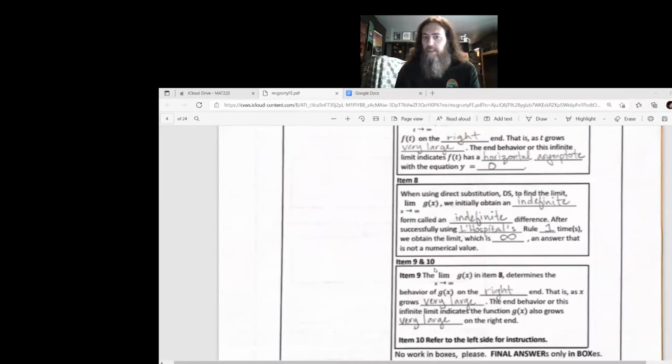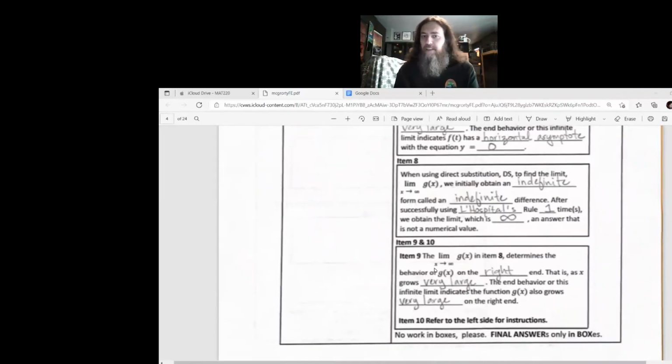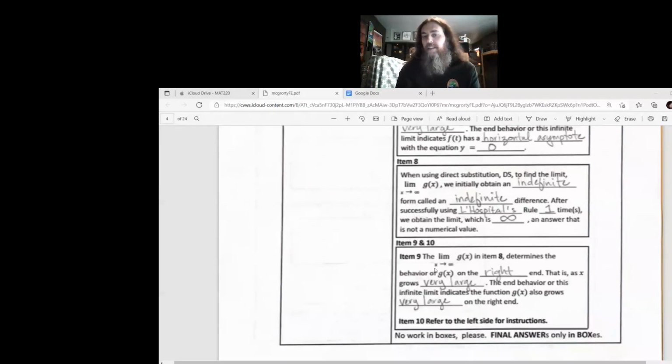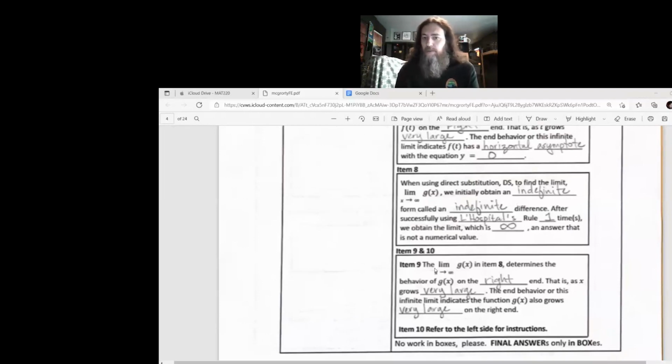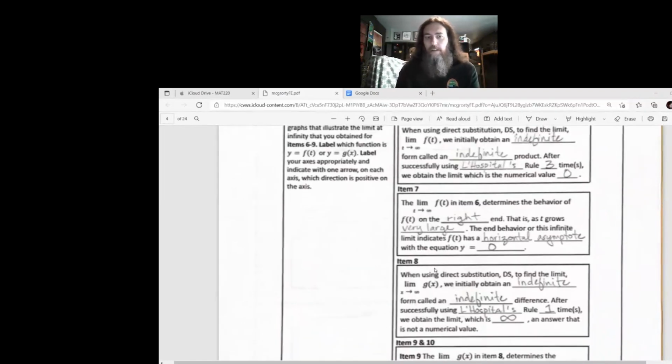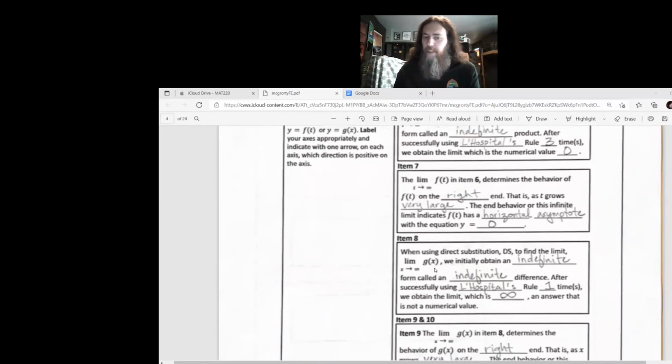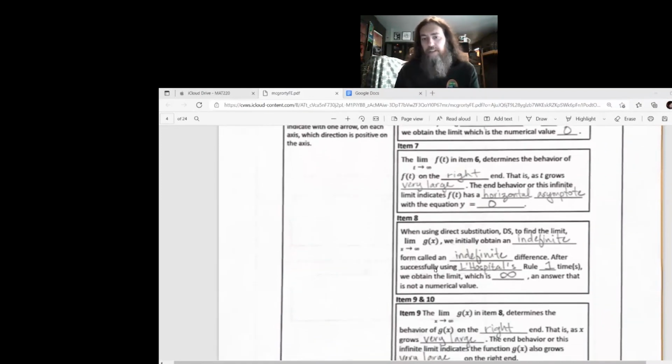Okay, when using direct substitution (DS) to find the limit, we obtain an indeterminate form called the indeterminate difference, right, which is infinity minus infinity. After successfully using L'Hopital's rule one time, we obtain the limit, which is infinity. The answer is not a numerical value.